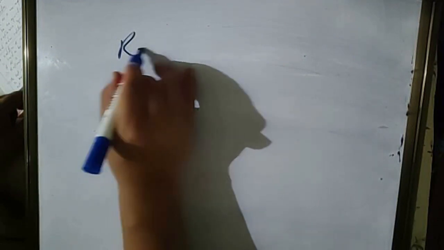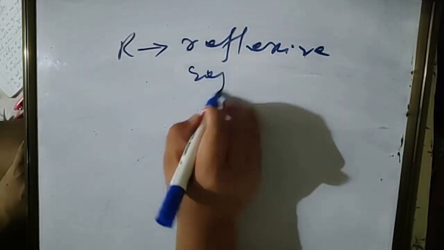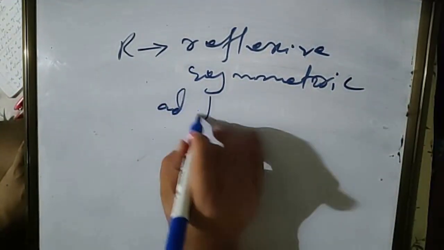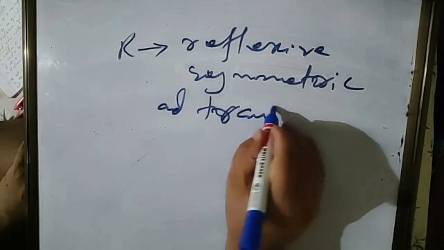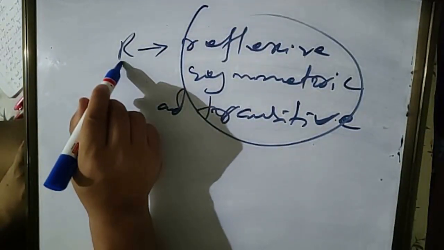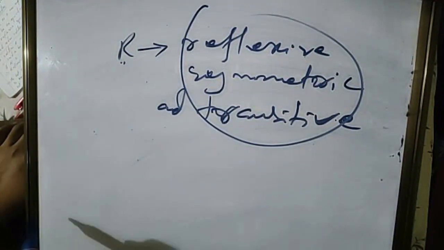The relation R which is reflexive, symmetric, and transitive, then the relation R is called an equivalence relation.